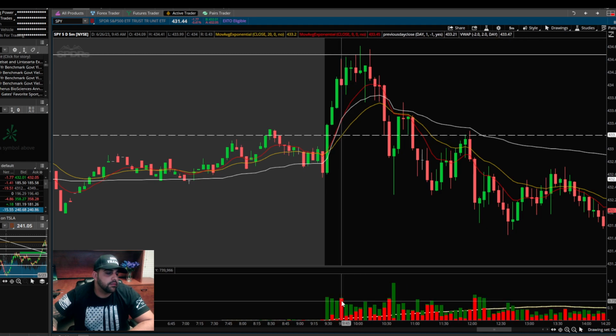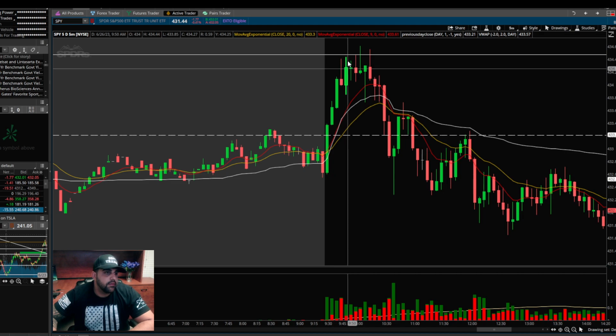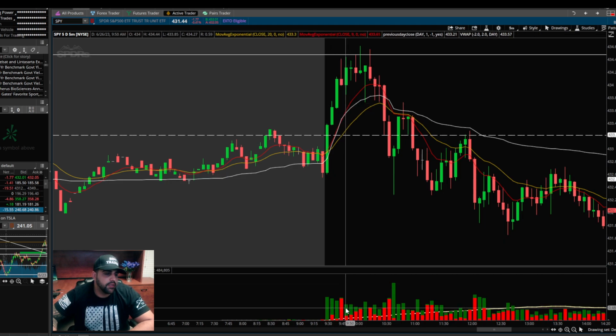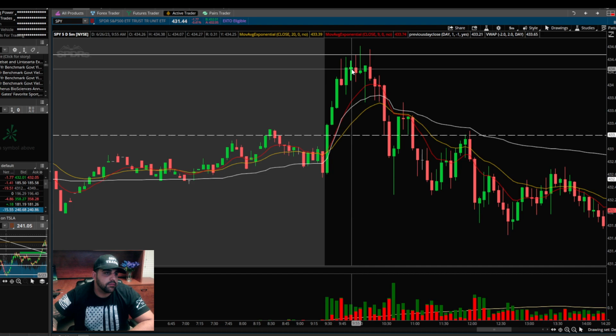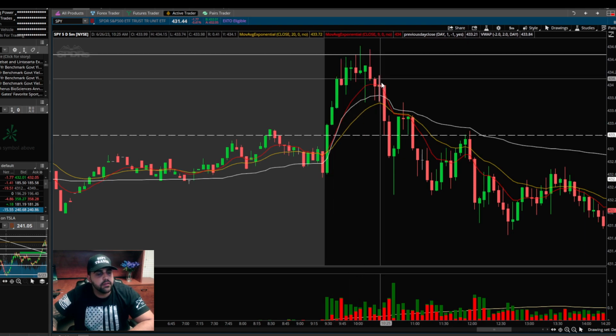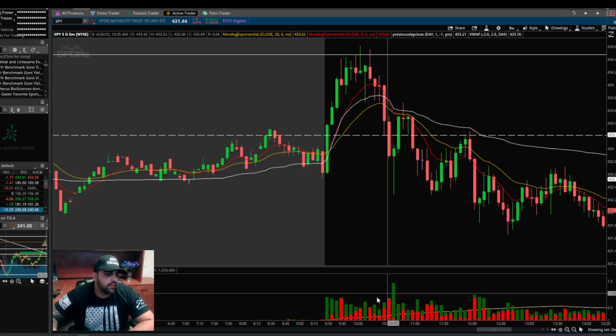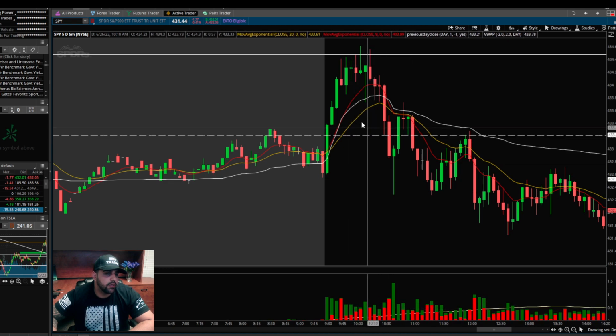We got red volume after this move up. Then we went up here. The volume didn't increase or anything like that. The volume stayed pretty low. The same over here, and then we kind of created the range here of distribution around this area with lower volume as well.